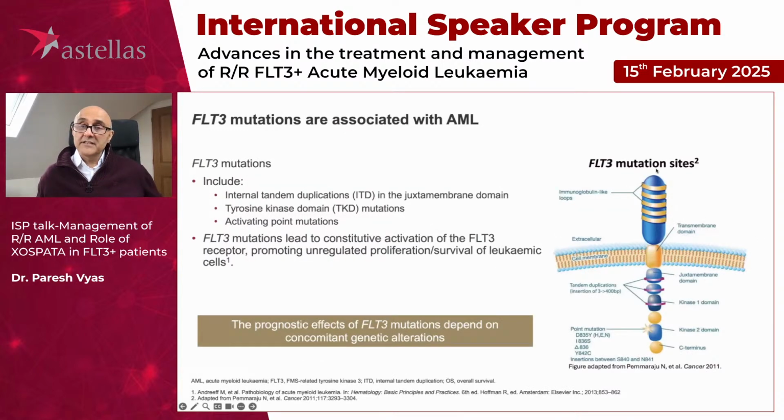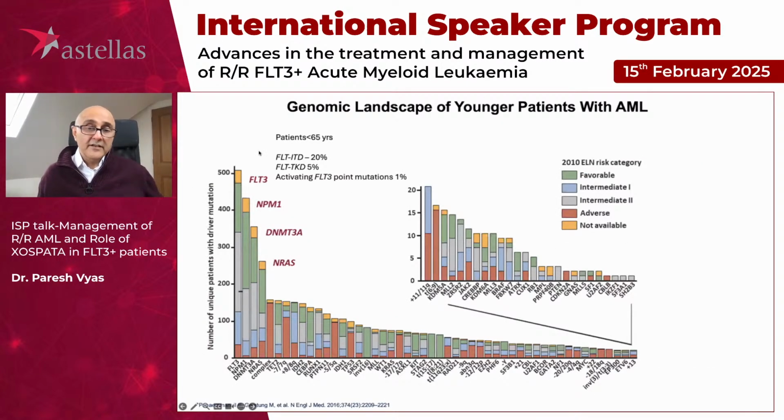If we now look at the receptor in some detail, this is the extracellular domain, this is the cell membrane. There are two kinds of mutations: internal tandem duplication mutations in what's called the juxtamembrane domain, next to the membrane; mutations in the tyrosine kinase domain down here; and there are activating point mutations in other parts of the molecule. Three quarters of the mutations are ITD, one quarter are point mutations, TKD, and the activating mutations are rare. If you look at young patients under the age of 60 who've been intensively treated, this is a paper from 2016 looking at the frequency of mutations. You'll see FLT3 is the single most common mutation in Caucasian populations with acute myeloid leukemia: 20% FLT3 ITD, 5% FLT3 TKD.